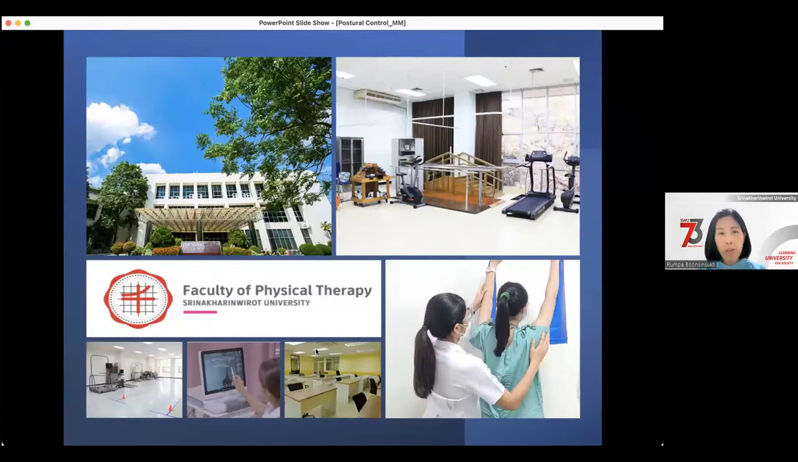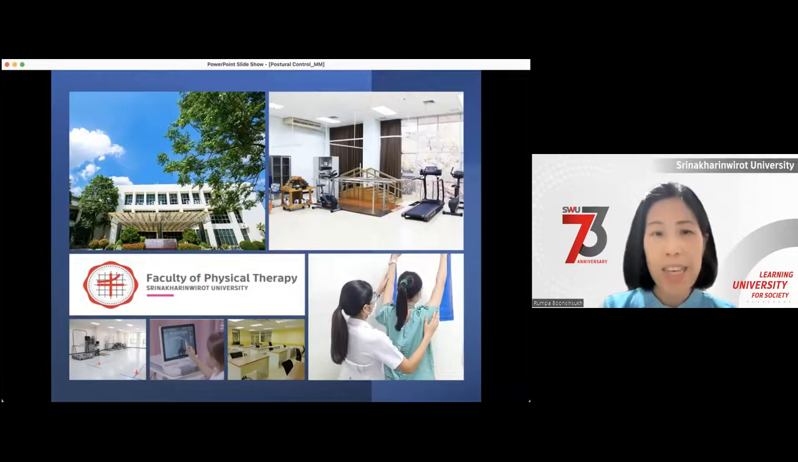So this is the topic of today, postural control. Currently I'm working at the Faculty of Physical Therapy, Srinakharinwirot University in Thailand. We just have the MOU signed between our faculty and your faculty, so hopefully in the future we can have exchange activities going on.